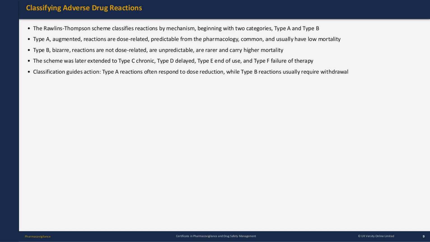Classifying adverse drug reactions. The Rawlins-Thompson scheme classifies reactions by mechanism, beginning with two categories, Type A and Type B. Type A, augmented. Reactions are dose-related, predictable from the pharmacology, common, and usually have low mortality. Type B, bizarre. Reactions are not dose-related, are unpredictable, are rarer, and carry higher mortality.